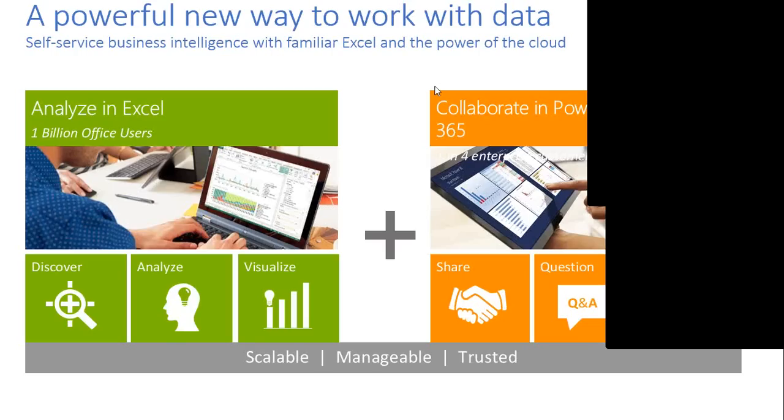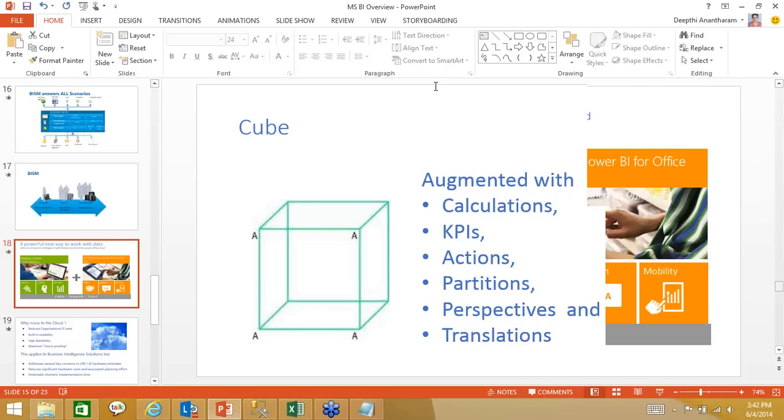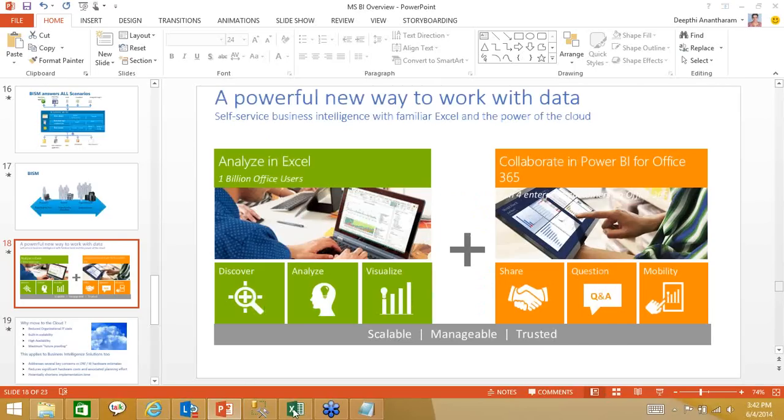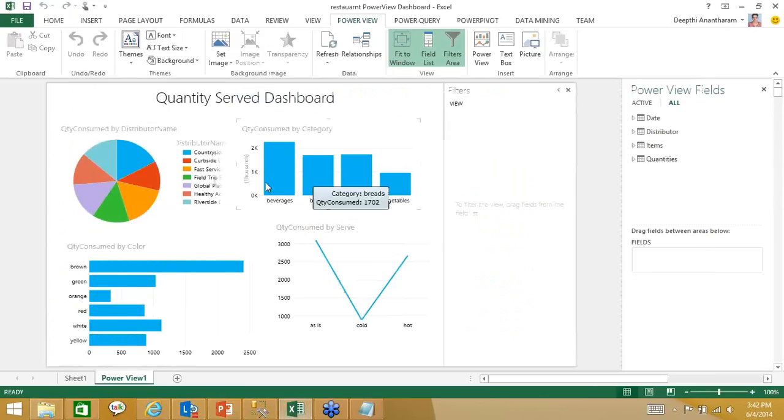Here I have this dashboard with me, which says that there are about 6 or 7 distributors of data, and they serve beverages, breads, fruits, and vegetables. They are served in different colors, and it is sold in 3 different varieties. It could be sold as is. For example, let's say the drinks are sold as is. Certain things are sold cold, and beverages like coffee, tea are sold hot.